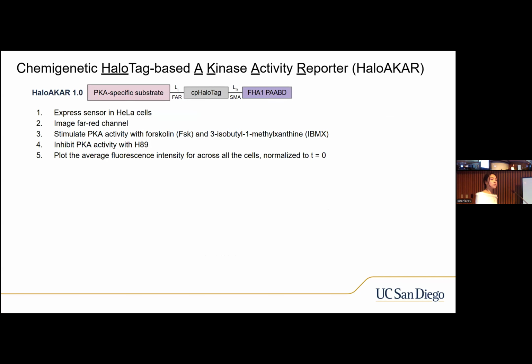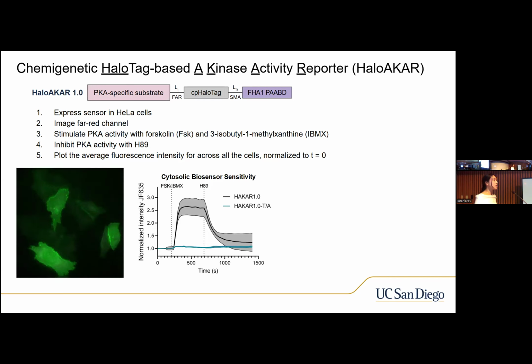When we tested this sensor, we expressed it in HeLa cells and imaged in the far red channel. We then stimulated PKA activity with the adenylyl cyclase activator forskolin and the phosphodiesterase inhibitor IBMX, and then inhibited PKA activity with the H89 ATP analog. In doing this, we achieved a more than twofold increase in fluorescence intensity upon maximal stimulation compared to the kinase dead control, shown here in blue. And this response was reversible upon the addition of H89.